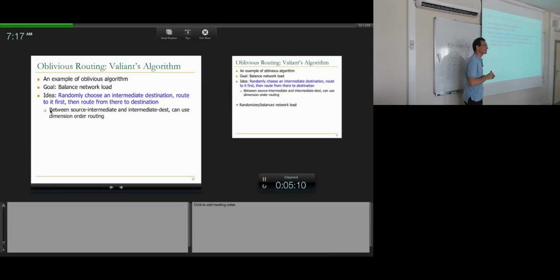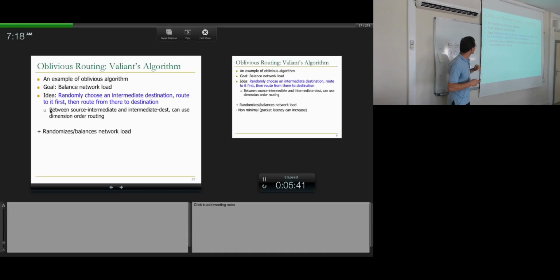Basically, you randomly choose an intermediate destination node and route the packet to that intermediate destination, and then route the packet from there to the original destination. This randomizes the load, assuming that you randomly choose the intermediate destination. And within the source to intermediate destination and intermediate destination to destination, you can actually use XY routing, for example, to ensure that you don't have deadlock. And that's the idea. Or you could use any other routing also. And you can choose multiple intermediate destinations as well, right?